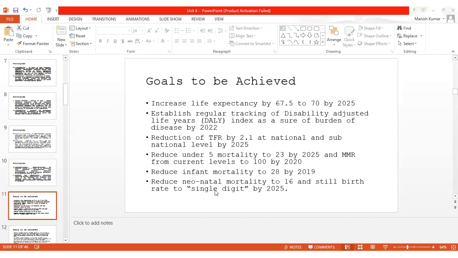Few of the states' data managers are not that vocal. When you start asking for that data, they keep looking right and left. Good. So this document talks about reducing infant mortality to 28 by 2019. We have already passed that, and we have not achieved it. We are somewhere near, if I'm right. It is 30 plus, still 31 or so for India. Reducing neonatal mortality to 16 and stillbirth rate to single digit by 2025.